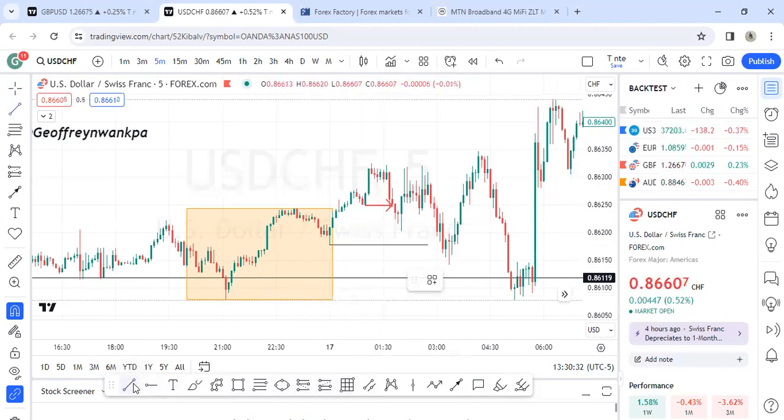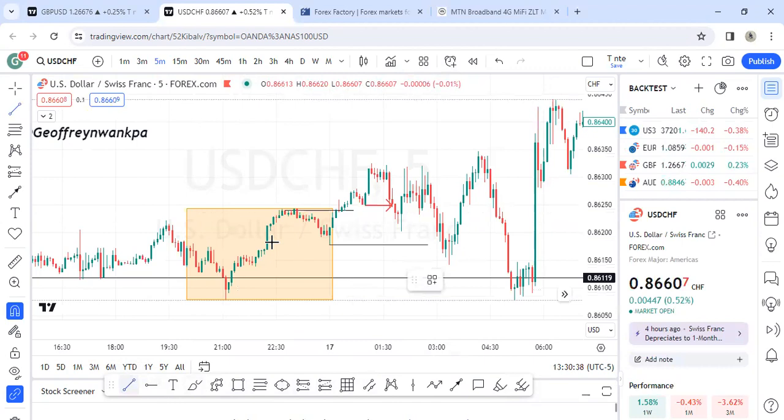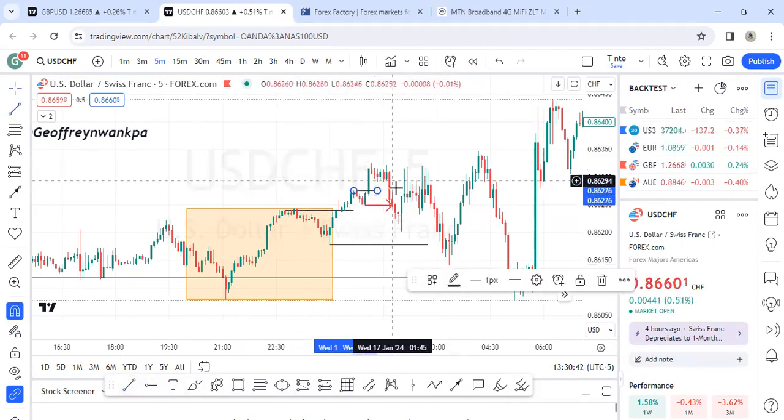Number one, we saw our Asian range captured. Our Asian range high was captured. That is the first liquidity point. And then we had another liquidity captured at this point here. See this liquidity, this point here. So we had two liquidity grabs, and then we had a break of structure.